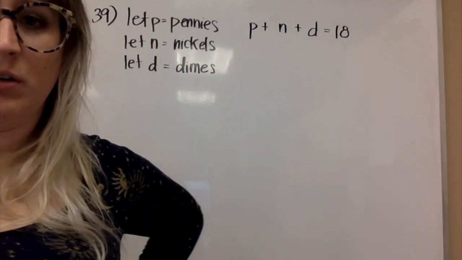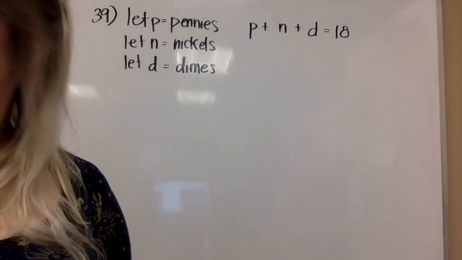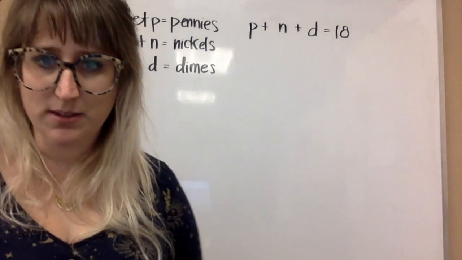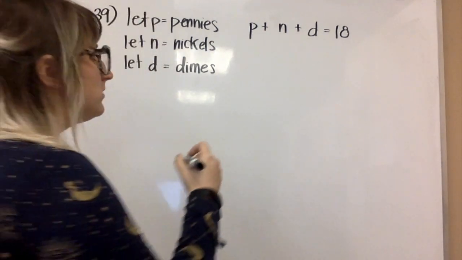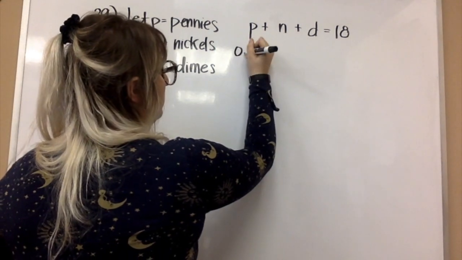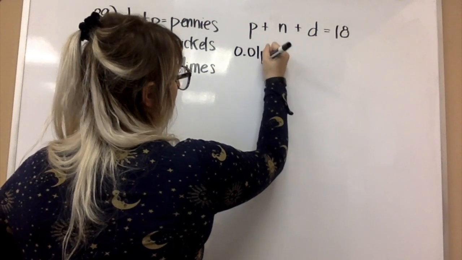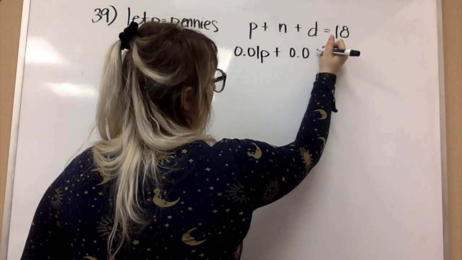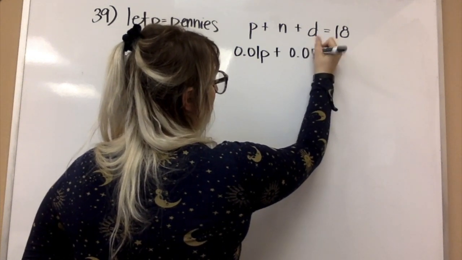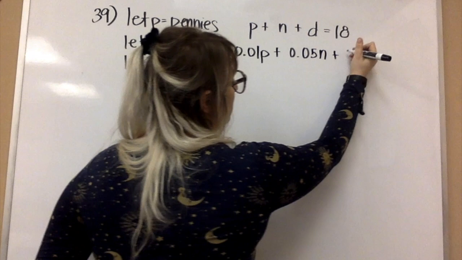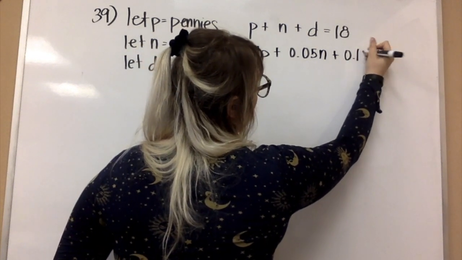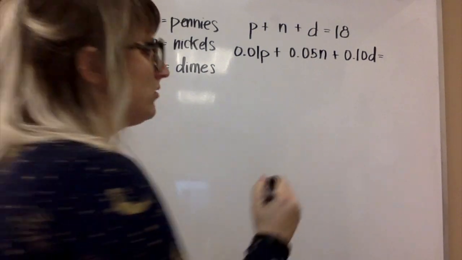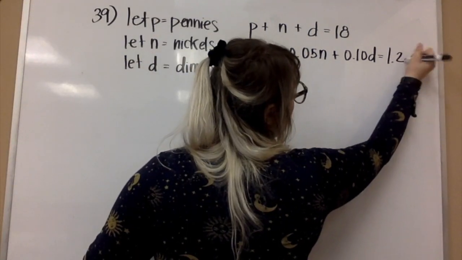We also know that the value of the coins is $1.20. So make sure you know how much dimes and pennies and nickels are worth. So 0.01p plus 0.05n plus 0.10d equals, what's our total? $1.20. 120.